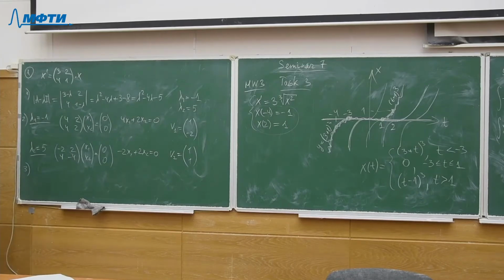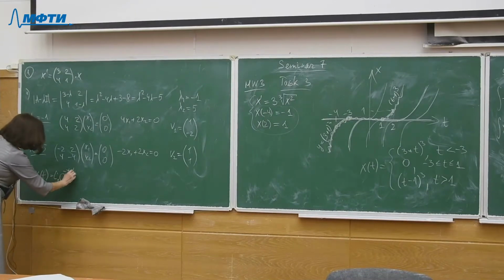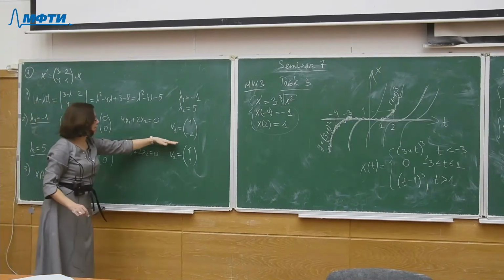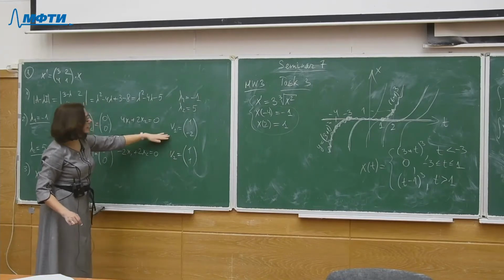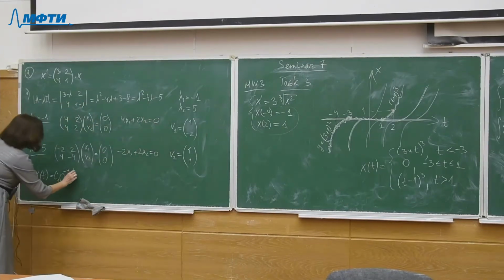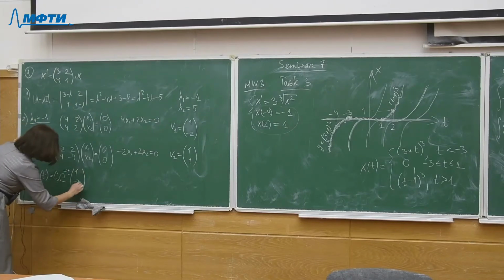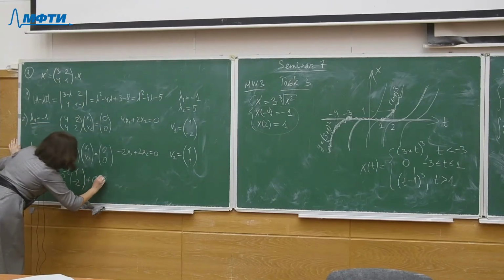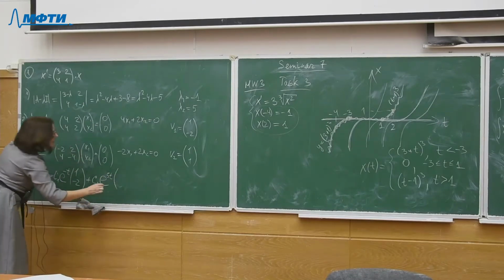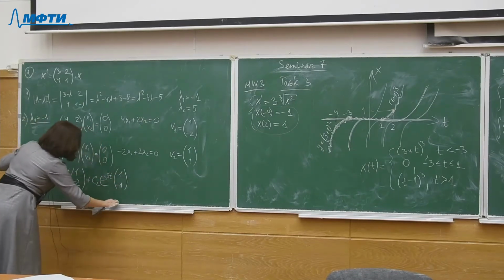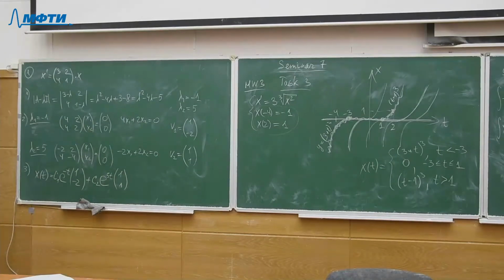Now write the answer. The general solution x of t is the linear combination of the following vectors: c1 times e to the power negative t multiplied by the associated eigenvector 1, -2, plus c2 times e to the power 5t times 1, 1. So this is the general solution. Now, is it clear? Do you want to try?